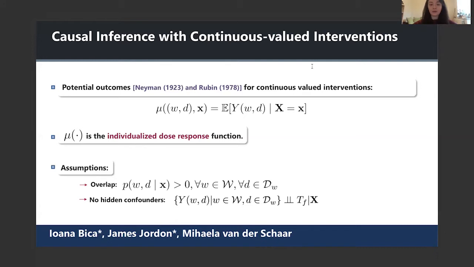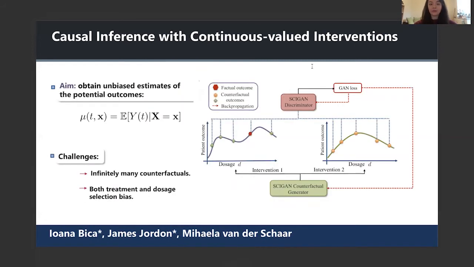Nevertheless, having no-hidden confounders is a strong assumption and cannot be tested in practice, and because of this, domain knowledge becomes vital to assess the validity of this assumption. Now compare the binary causal inference setting, which has been tackled by many works so far. In the continuous treatment setting, there are infinitely many counterfactuals, and we have to handle both the treatment and the dosage selection bias present in observational datasets.